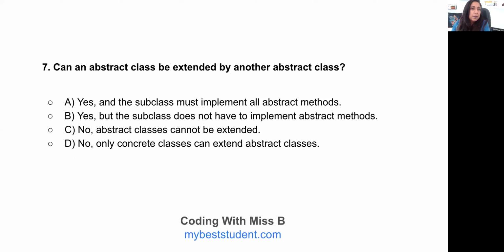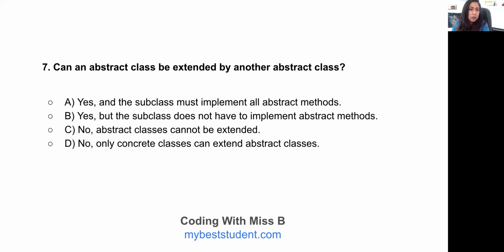Question 7. Can an abstract class be extended by another abstract class? A. Yes, and the subclass must implement all abstract methods. B. Yes, but the subclass does not have to implement abstract methods. C. No, abstract classes cannot be extended. And D. No, only concrete classes can extend abstract classes.